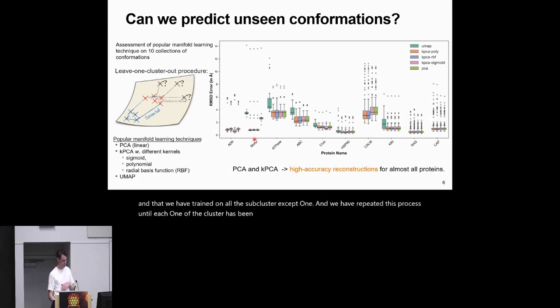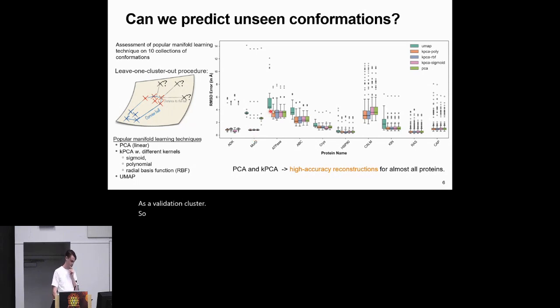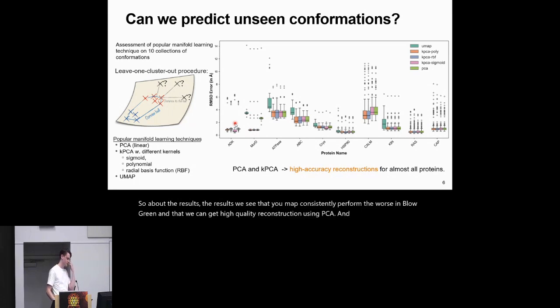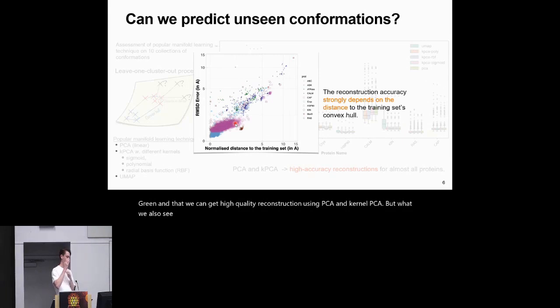a validation cluster. So about the results, we see that UMAP consistently performs the worst, in blue-green, and that we can get high-quality reconstruction using PCA and kernel PCA. But what we also see is that this quality of reconstruction is strongly dependent on the distance to the training set.